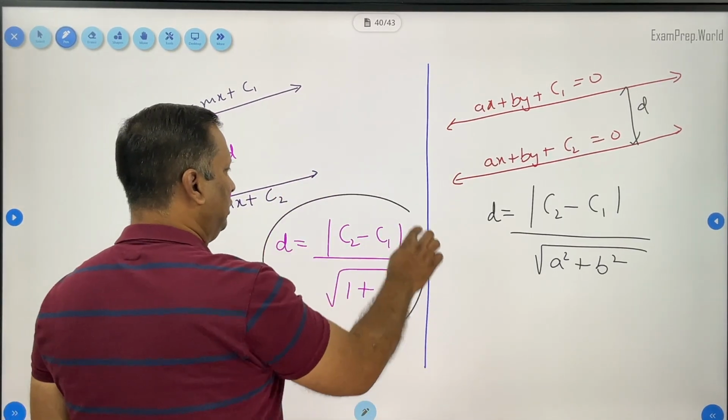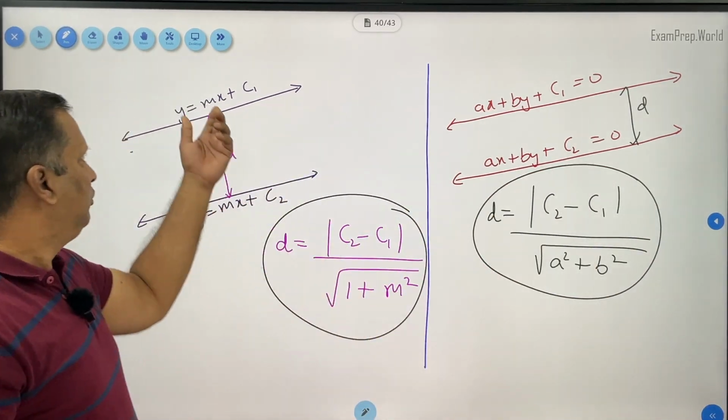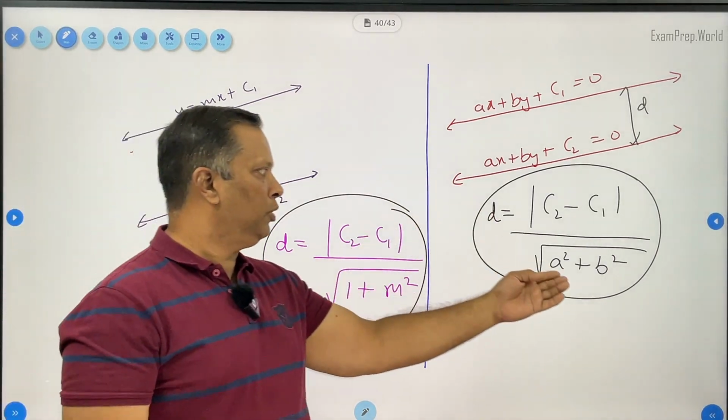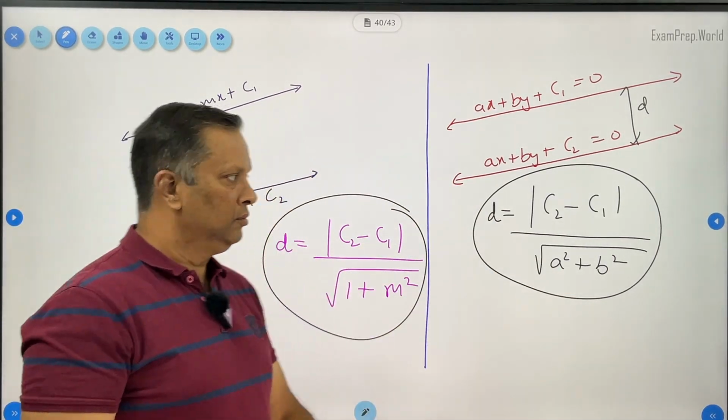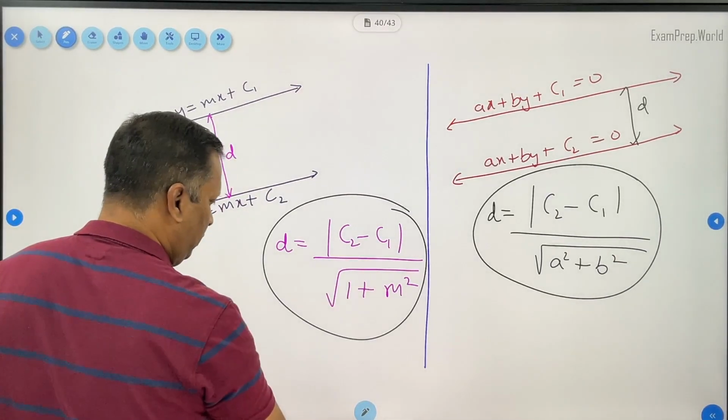Okay. So now I'll pause the video here and note this the way I have shown, and in exam you can directly use these formulas to calculate. What is m? M is the slope, because slope is same for both the lines. Here we don't have slope, so we are using a and b. Okay. I'll move away from the screen. So you please pause the video and write it. Done? So let's go ahead and do our questions.